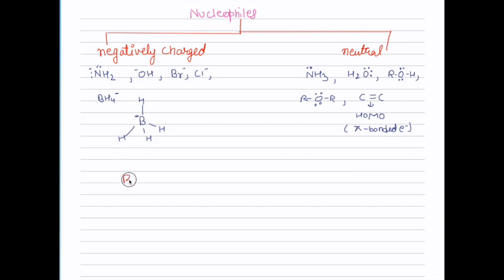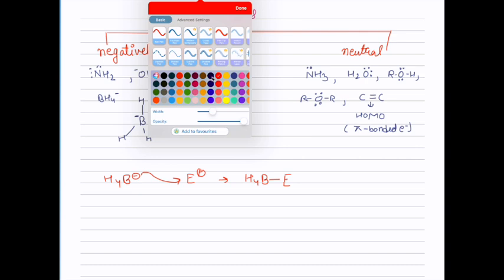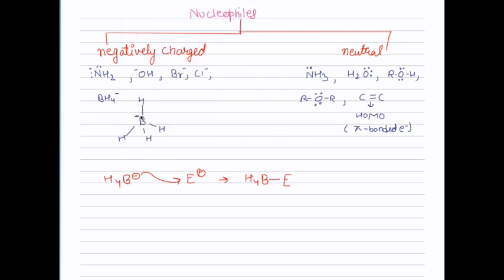Suppose the boron negative charge having four hydrogens, BH4, gives its negative charge to an electrophile, then it will form five bonds. Is it really possible for boron? No, it is not possible. So you can learn it by this. Hence here the sigma boron-hydrogen bond is the HOMO. BH4 negative donates this. So these are some of the nucleophiles.